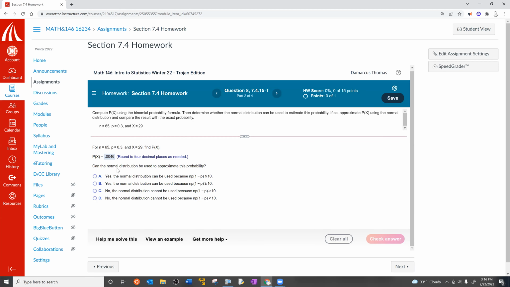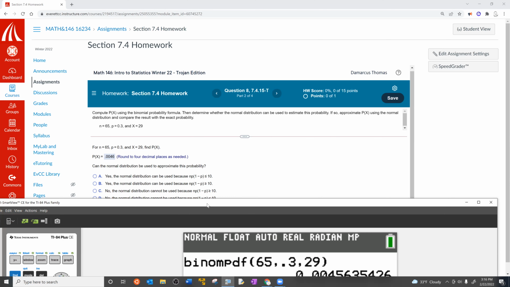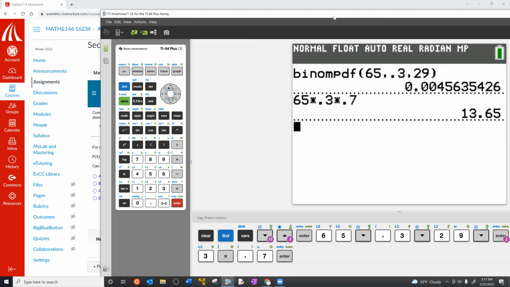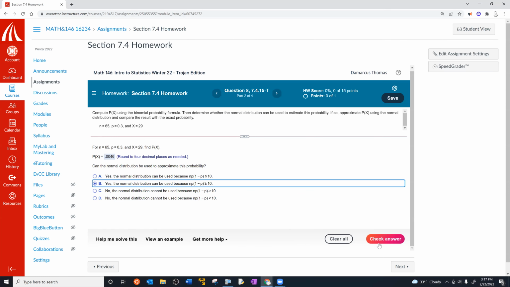Can the normal distribution be used to approximate this probability? Well, certain conditions need to be met, like n times p times 0.7 should be greater than 10. So let's make sure that this is the case. We're going to do 65 times 0.3 times 0.7, which is 13. That's greater than 10. So let's just go with yes.